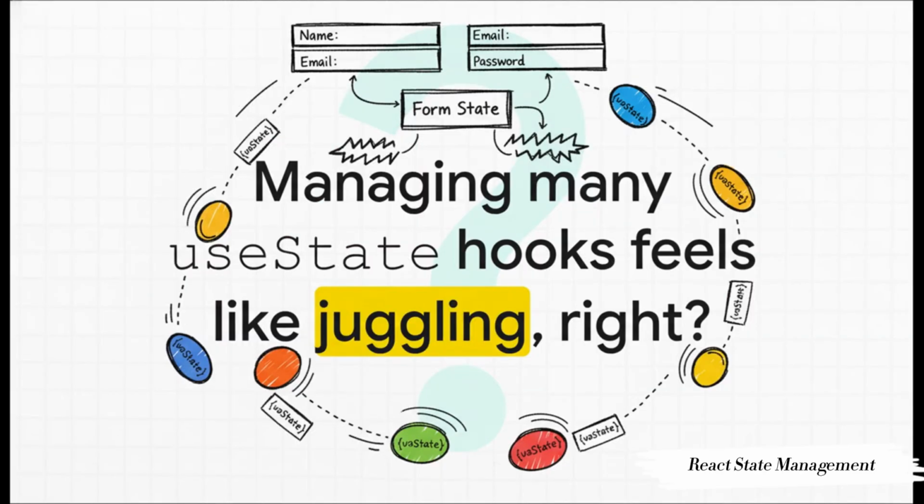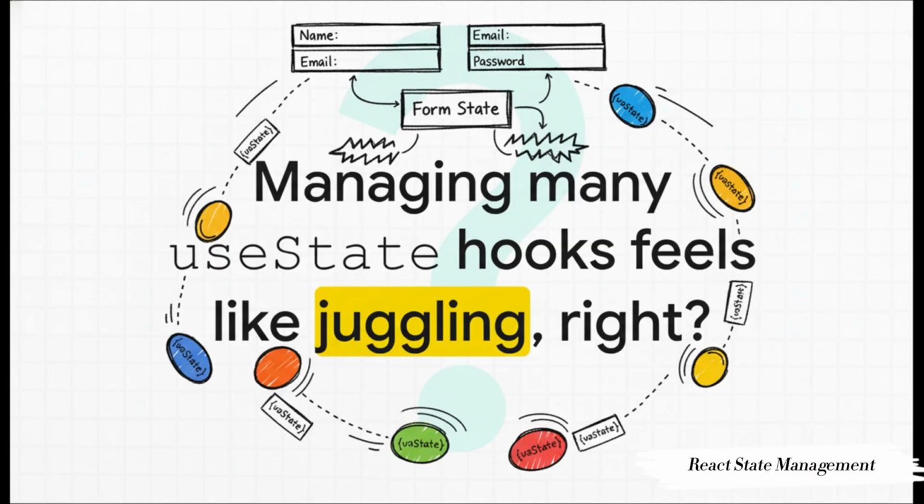All right, you've got the basics down. Awesome. But then your component starts to grow. Suddenly you've got a form. You need state for the name, the email, the password. Maybe another one for isSubmitting, another for error messages. Before you know it, you've got 5, 6, 7 useState calls, and it just feels like you're juggling flaming torches, right?